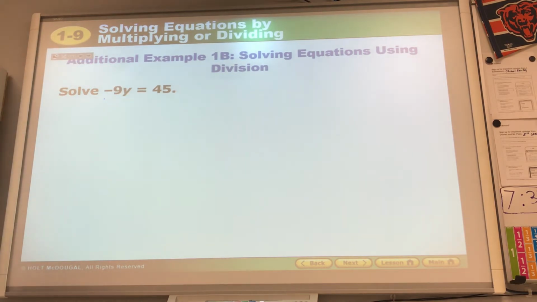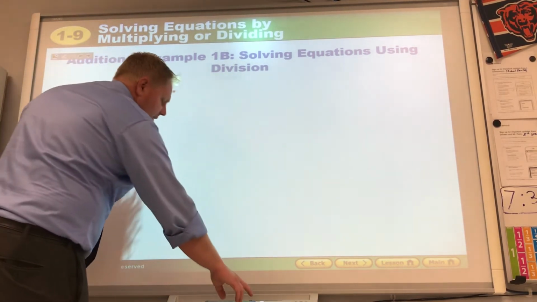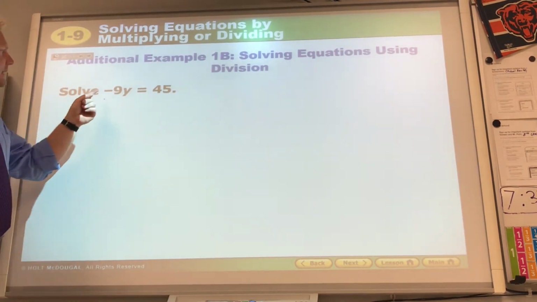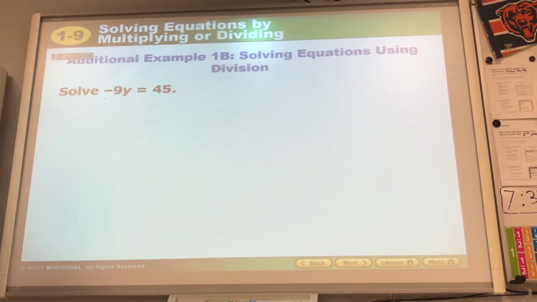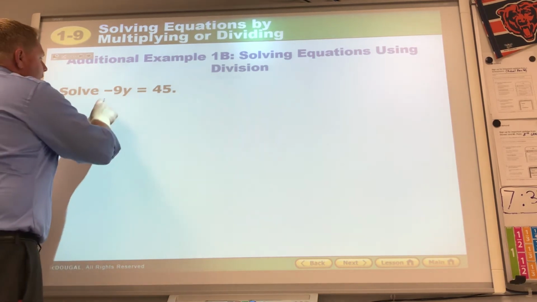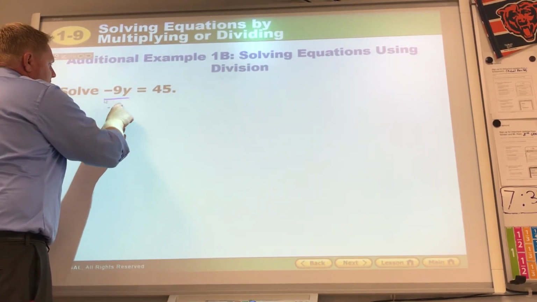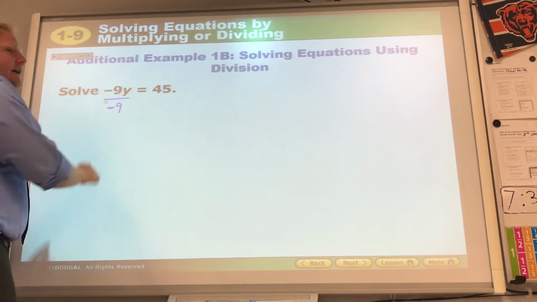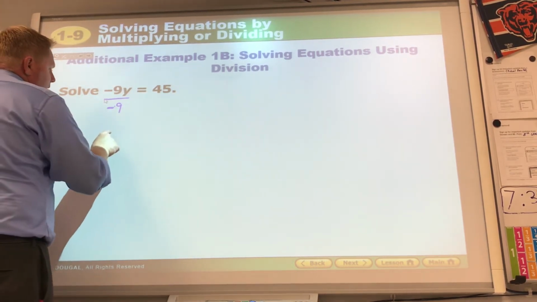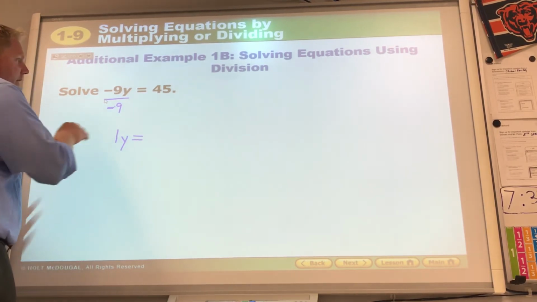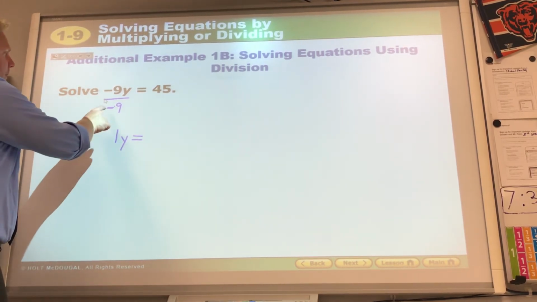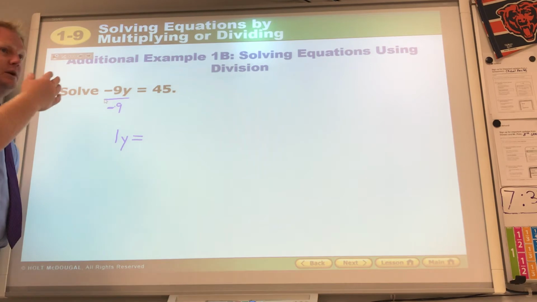All right, again. Now, this is the one where I see you guys making mistakes. Negative 9 times y equals 45. Now, this isn't hard, but you have to remember we want to get it to 1. Not negative 1, but 1. All right? So I'm going to divide by negative 9. Negative divided by a negative is a positive. So negative 9 divided by 9 is 1y. I don't need the 1, but I can write it there. That's what I want. But remember, you must divide by that same negative number so you get a positive 1.